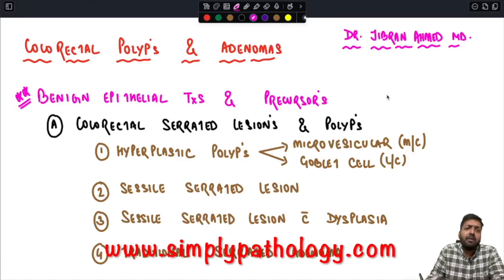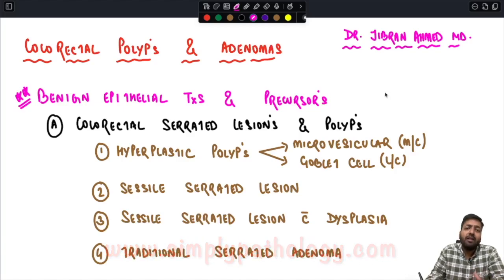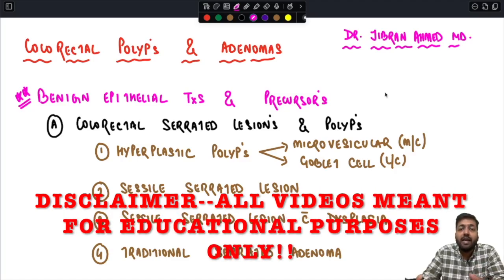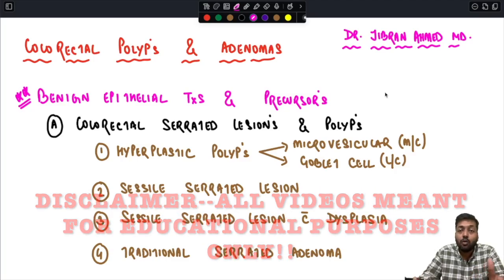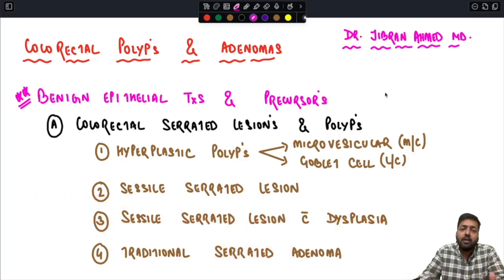In today's topic of discussion, we are going to start off with the lesions which are arising from the intestines, that is, mainly from the colon. So today we are going to start off with a series of lectures, that is the colorectal polyps and adenomas. Now, the colorectal polyps and adenomas will be covered under 3 lectures.